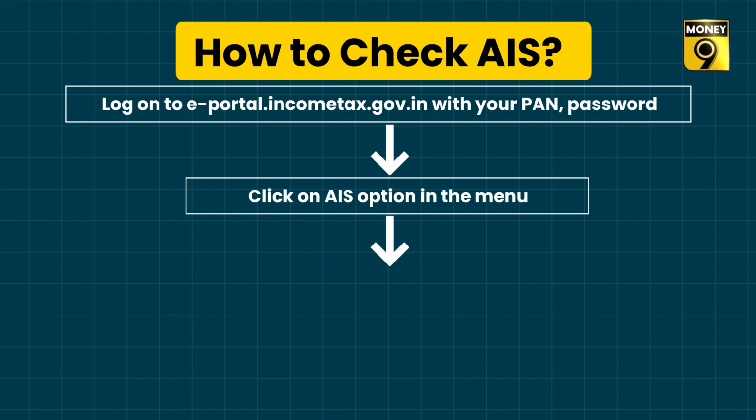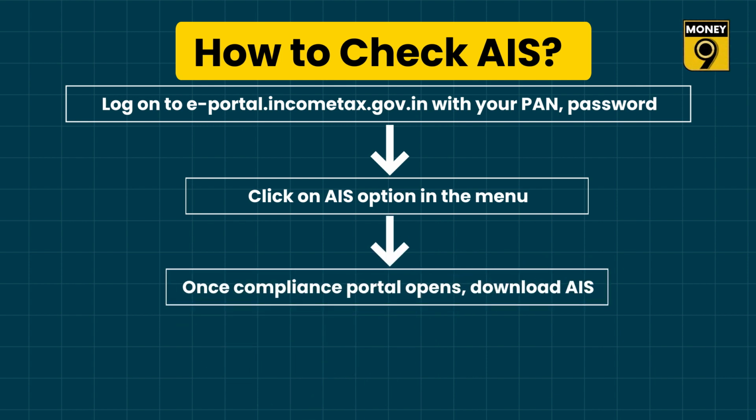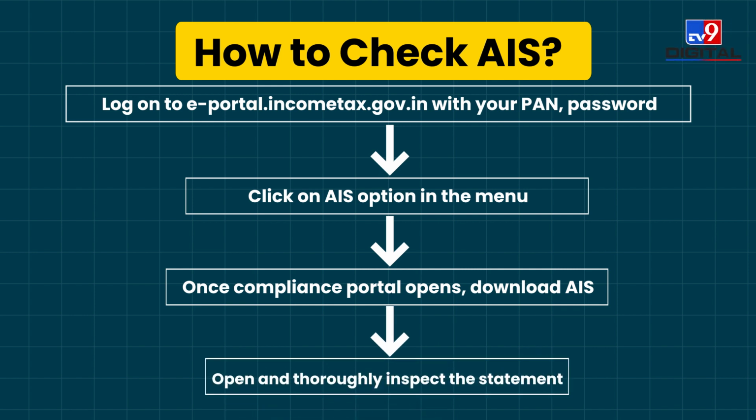You can check your AIS by logging into the e-filing portal eportal.incometax.gov.in using your PAN number and password. After logging in, you will see the AIS option in the menu. Clicking on it will open a separate compliance portal window from where you can download your AIS.